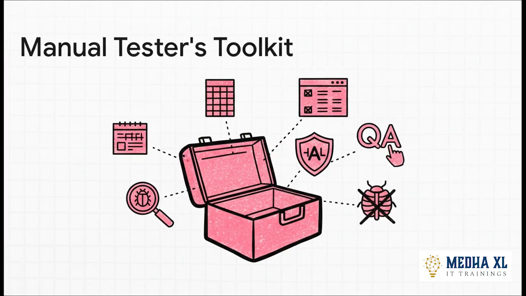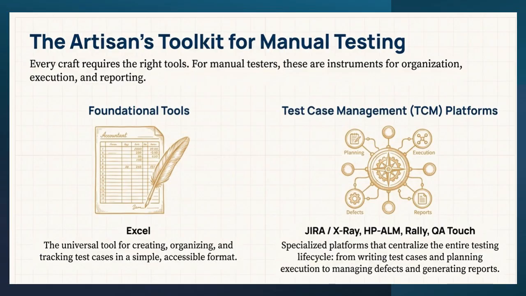Now, to manage this whole process, testers need a specific toolkit. Sure, you could use a simple spreadsheet, but most teams rely on really powerful tools called test case management tools, or TCMs for short. You might have heard of some of these, like Jira or Rally. These platforms are basically the central nervous system for the entire quality assurance team. They track every test, every result, every single bug.